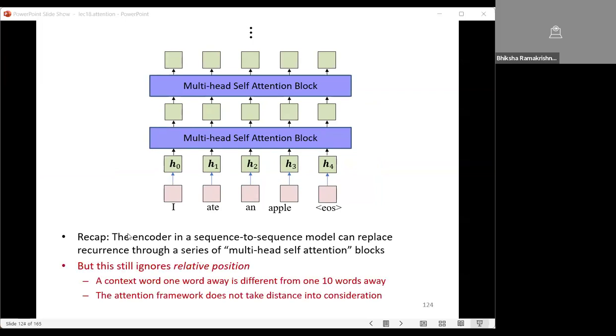But this ignores relative position. This is to answer David's question. When I get an updated representation for Apple, is the importance of "and" the same, whether it's the word immediately preceding it or whether it's the word 20 words away? Would it be the same in every case? Or should I be paying more attention to "and" when it's the immediate preceding word than when it's far away?